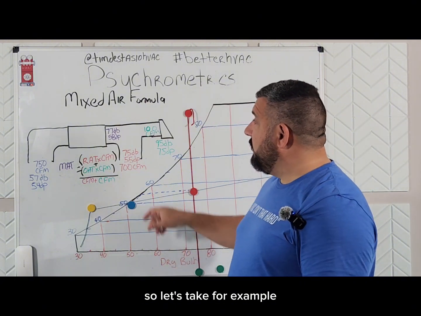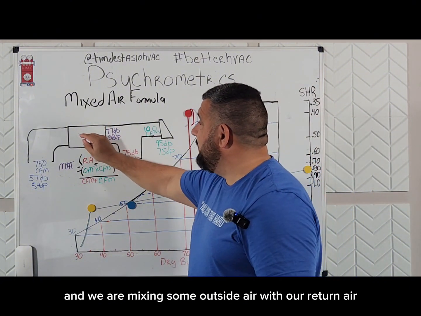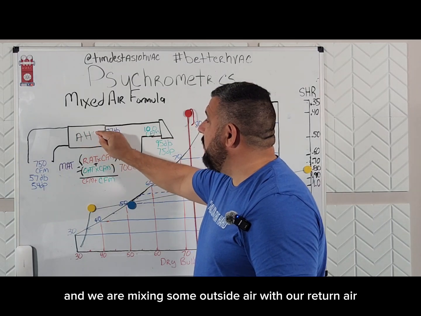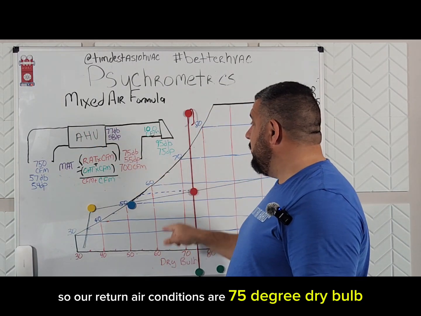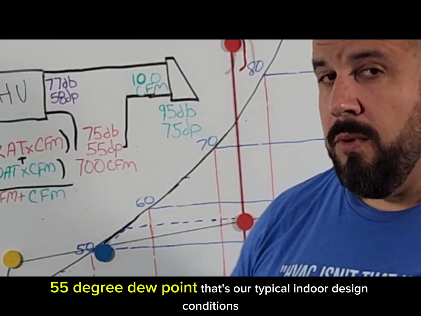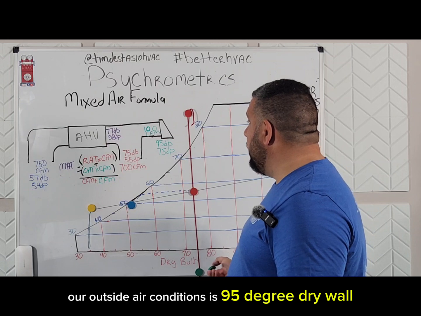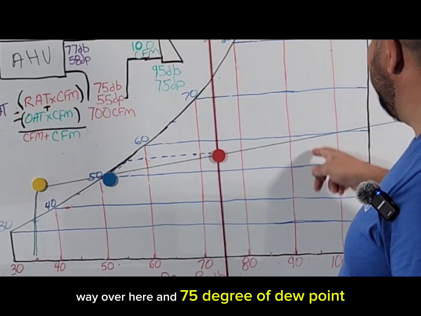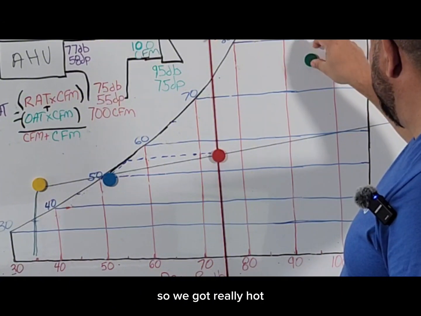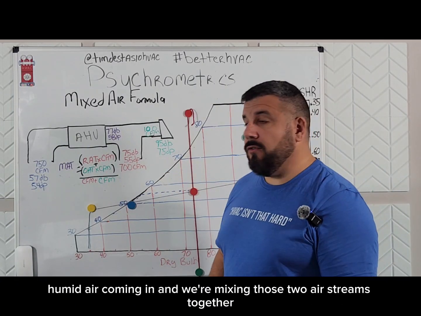So let's take, for example, a typical air handler unit where we are mixing some outside air with our return air. Our return air conditions are 75-degree dry bulb, 55-degree dew point. That's our typical indoor design condition. Our outside air conditions are 95-degree dry bulb, way over here, and 75-degree dew point. So we've got really hot, humid air coming in, and we're mixing those two air streams together.